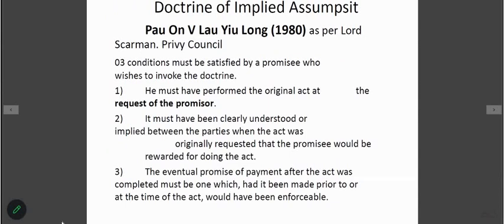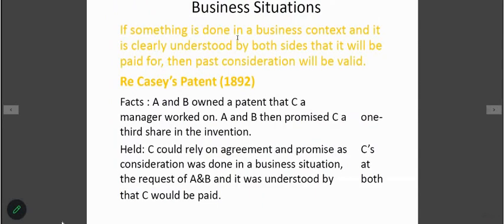Okay, this is another case. I don't want to talk about it, we have too many of these cases already. Business situation, there's another case. If something is done in a business context, and it is clearly understood by both parties that it will be paid for, then past consideration is still valid.